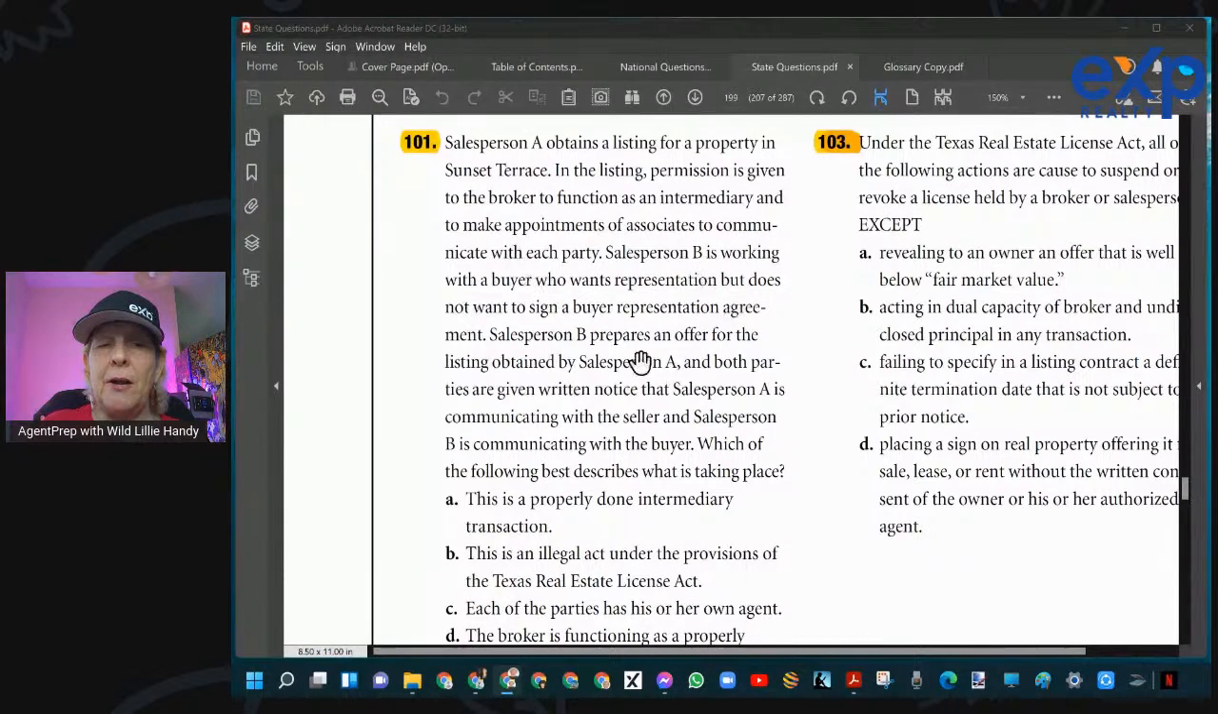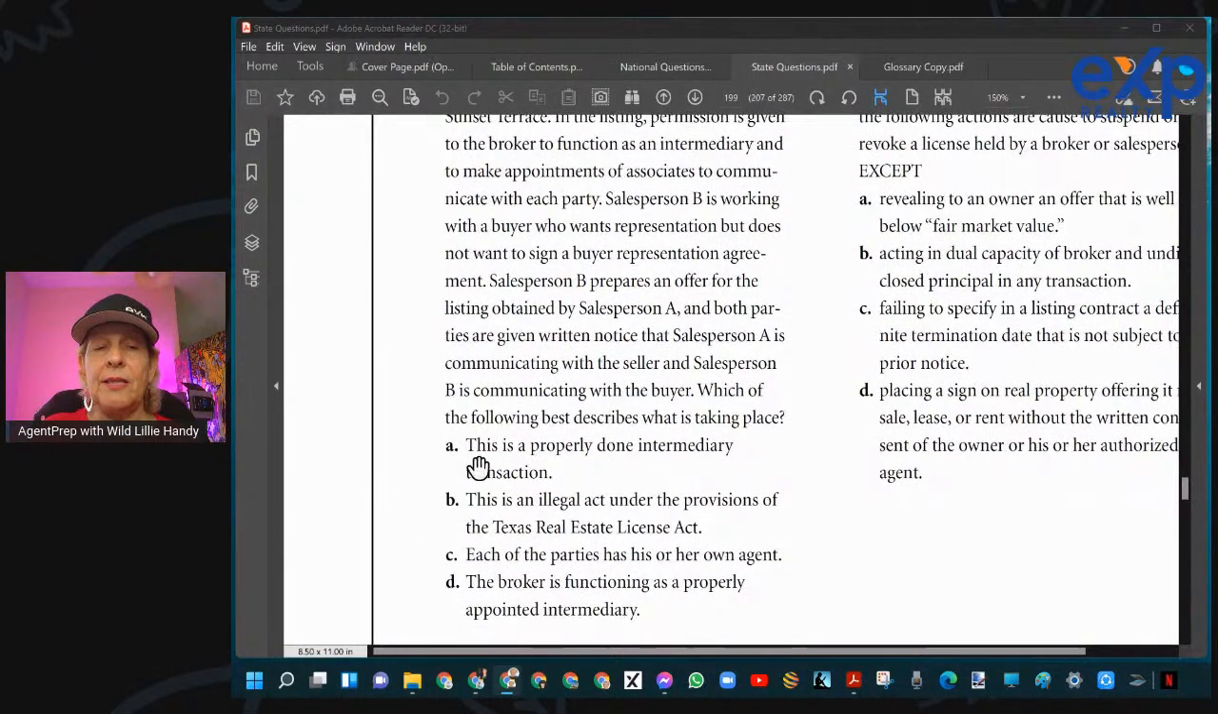So remember, this buyer doesn't want to sign a buyer representation agreement. It says they want representation but don't want to sign one. So they are still what? A customer, right? They're not a client. So which of the answers is correct? A, this is a properly done intermediary transaction. B, this is an illegal act under the provisions of the Texas Real Estate License Act, known as TRELA, T-R-E-L-A. C, each of the parties has his or her own agent. D, the broker is functioning as a properly appointed intermediary.